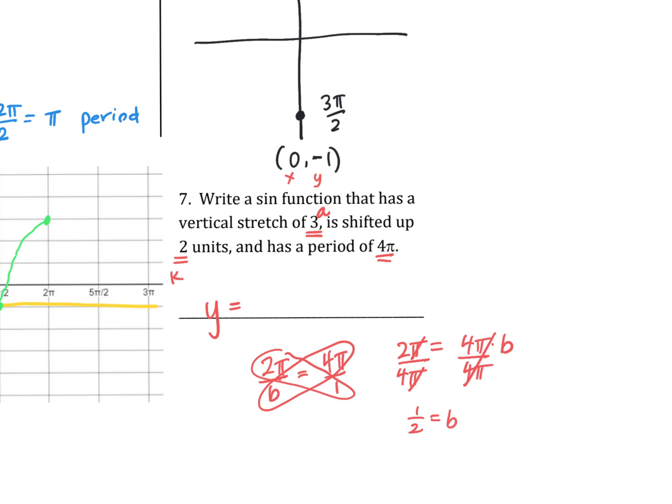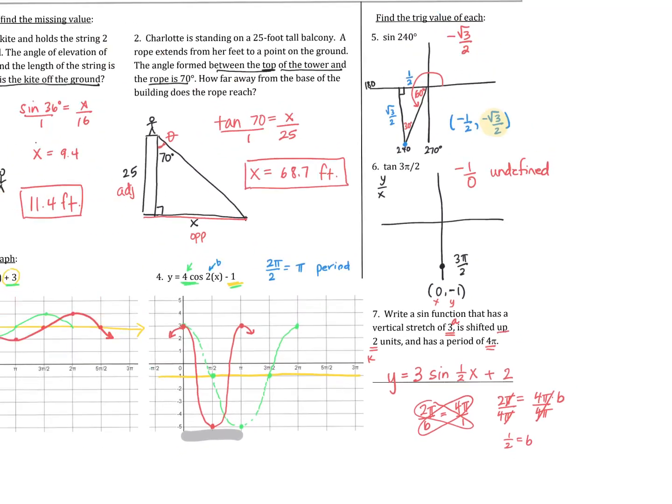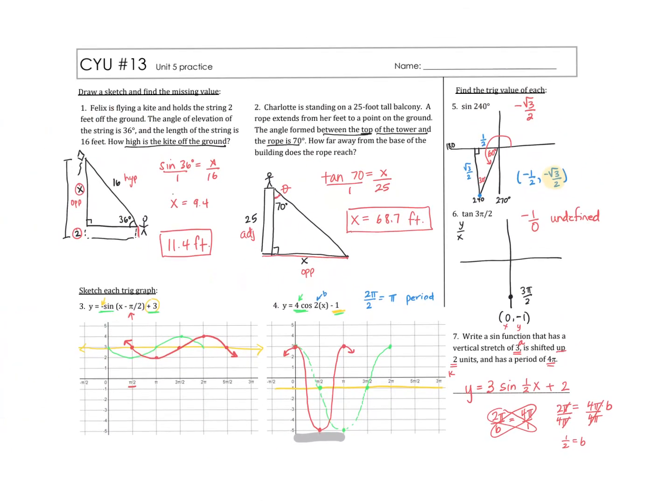That says that when I do 2 pi, and I divide that by, if this b value here were 1/2, that is how I would be getting a 4 pi as my solution. So I'm going to use my a value of 3. It's a sine curve. The b value is 1/2. That's what goes in front of your x. And then you are adding, because we're going up here, so we're adding the 2 at the end. So that would be our equation that matches that description. All right, so that is the end of CYU 13.